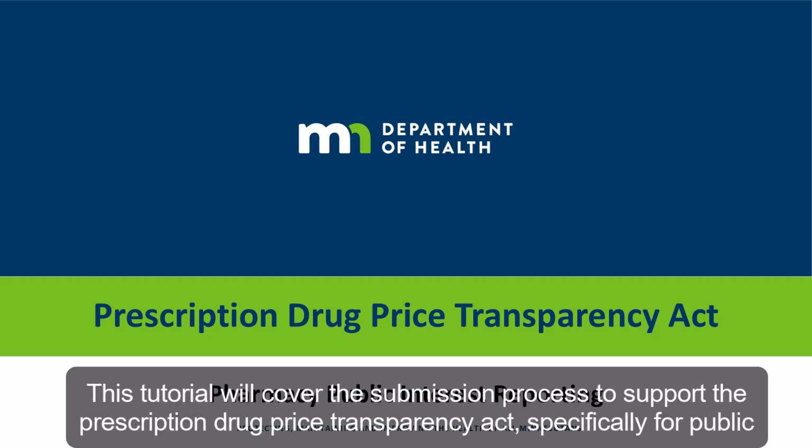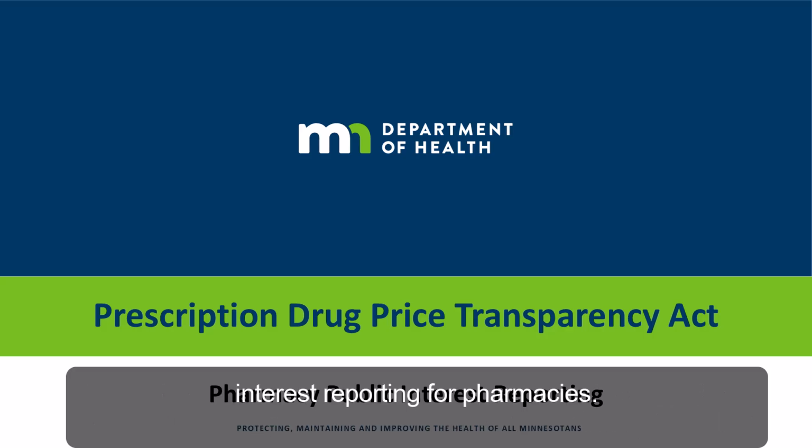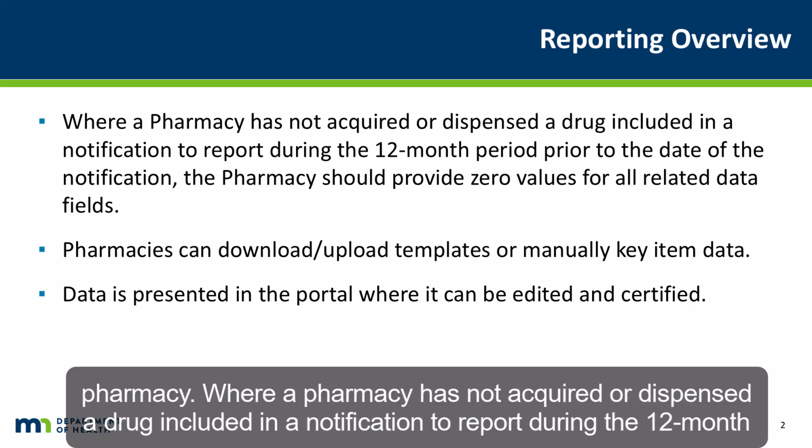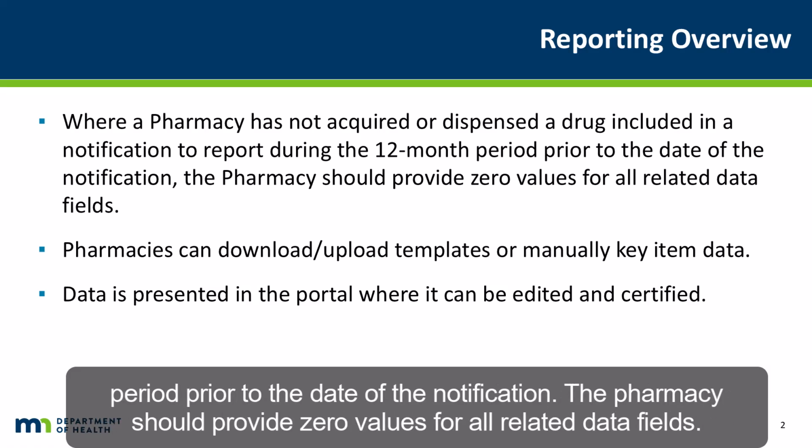This tutorial will cover the submission process to support the Prescription Drug Price Transparency Act, specifically for public interest reporting for pharmacies. Pharmacies must submit to MDH data for any prescription drug included in a notification to report issued to the pharmacy. Where a pharmacy has not acquired or dispensed a drug included in a notification to report during the 12-month period prior to the date of the notification, the pharmacy should provide 0 values for all related data fields.